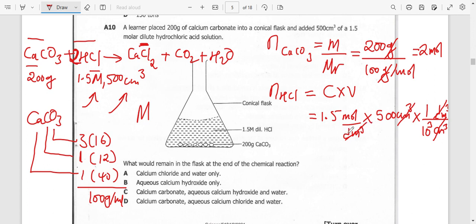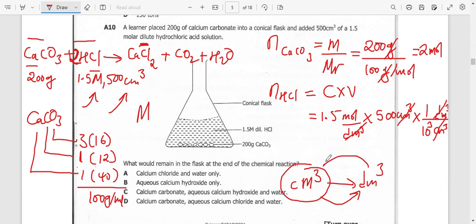In other words, when you are converting from centimeters cubed to decimeter cubed, this answer which is in centimeter cubed, just divide it by 1000 and then you are going to go to decimeter cubed. So if you have got an answer in decimeter cubed, multiply it by 1000, you are going to go to centimeter cubed. Is that okay? Yes. Okay.